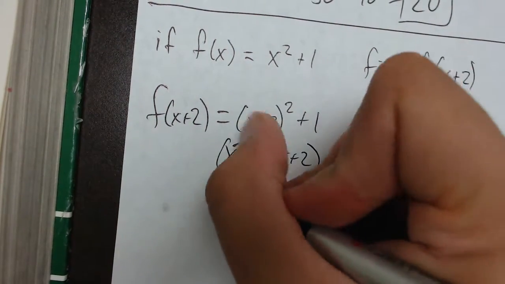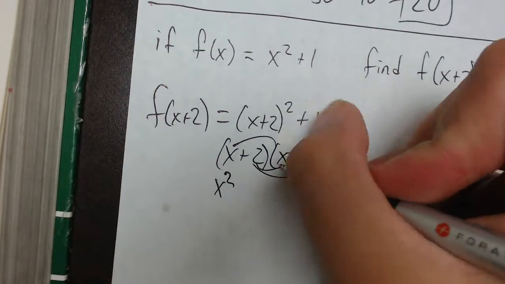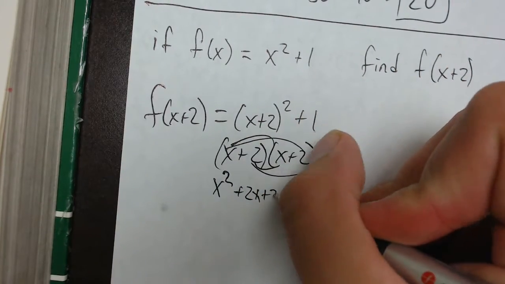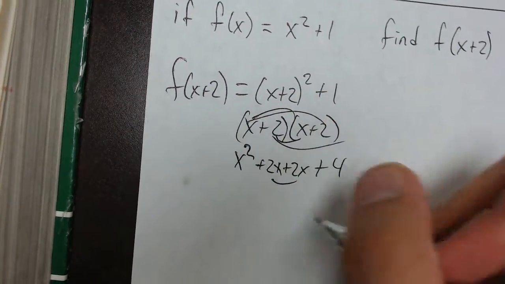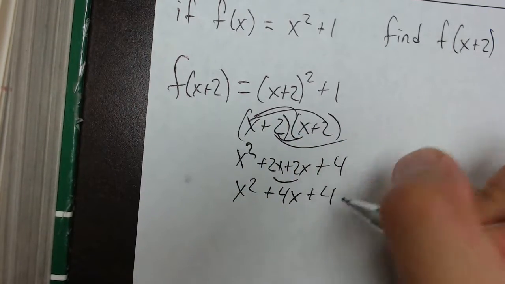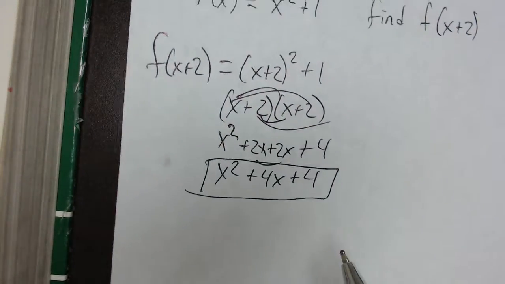First times the first gives us x squared. Last times the last gives us plus 4. Middle term is 2x, and the other middle term is plus 2x. Combine like terms, and we get x squared plus 4x plus 4. And that's going to be our final answer here. We can't simplify it any further.